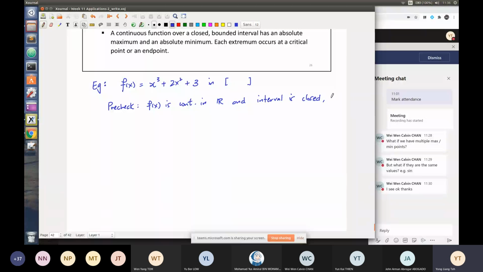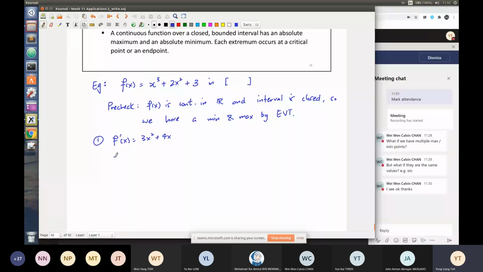Okay, so therefore we have a mean and max by EBT in this interval. So now, step 1: we do f prime first. So f prime of x is equivalent to 3x squared plus 4x.